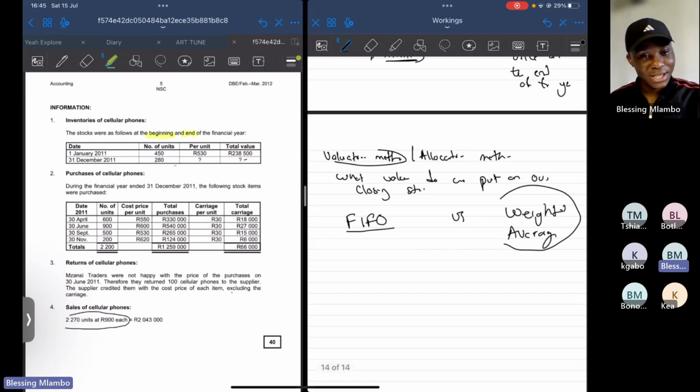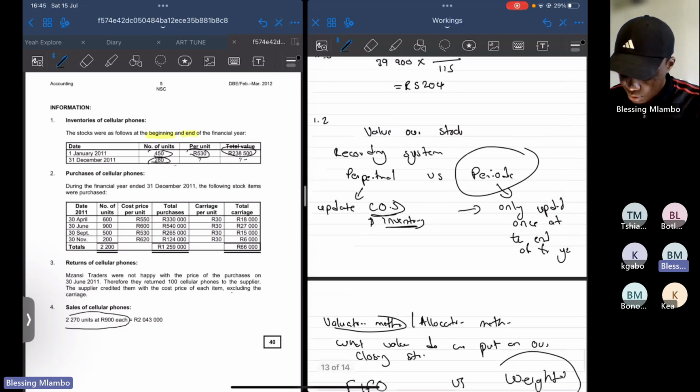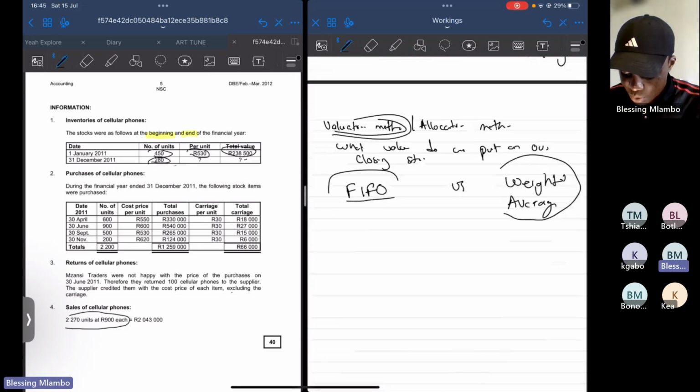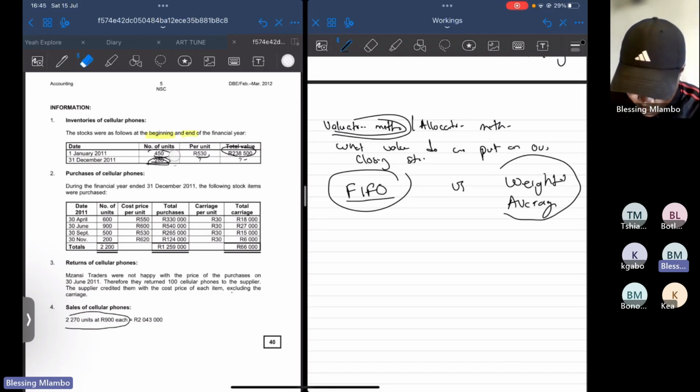So what they're basically saying is, at the beginning of the year, we had 450 units at a per unit cost of 530. The total value was this much, but the closing stock is 280. Remember, I said valuation method, which is FIFO, we're basically saying what value do we put on this 280 units that is our closing stock. Because you see, they gave you the value of the opening stock. We know the value of the opening stock because we calculated it at the end of the previous financial year. But now we have these 280 units. What value do we put on these 280 units?